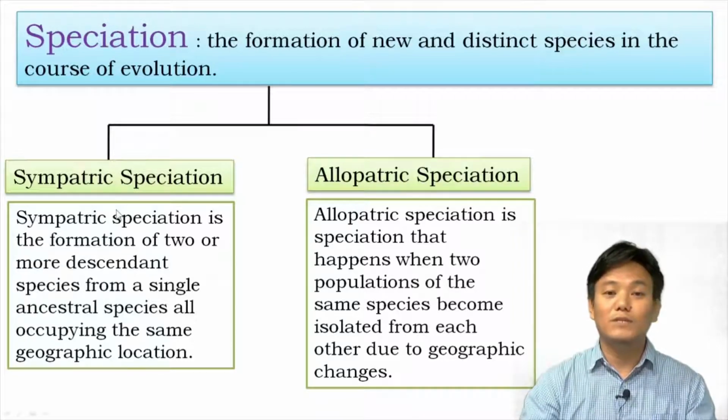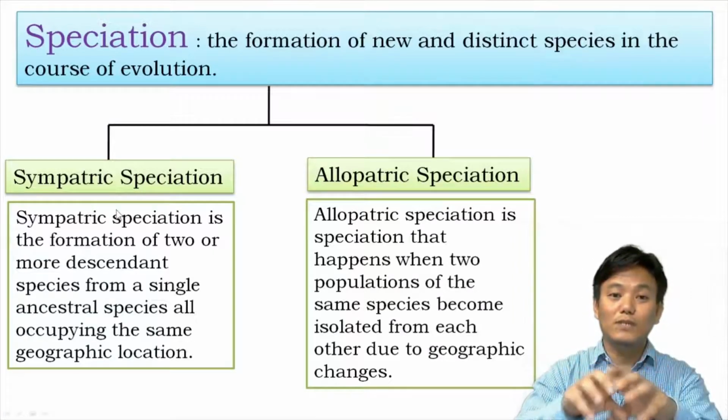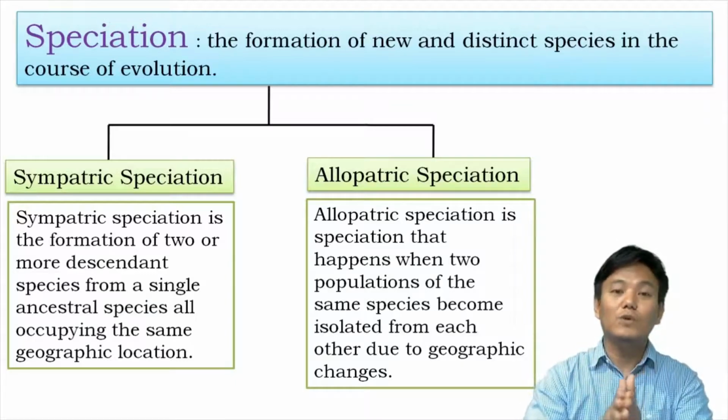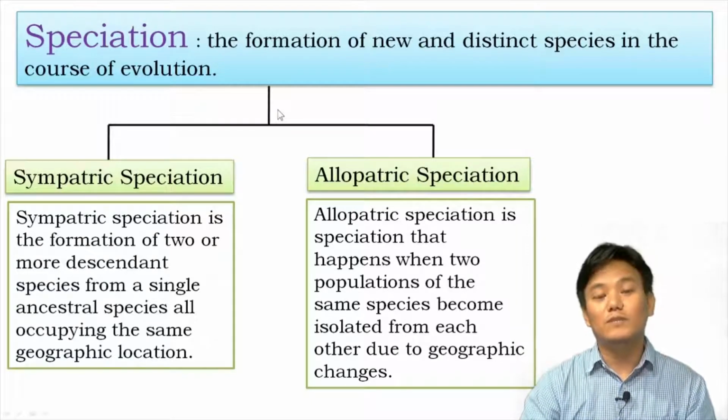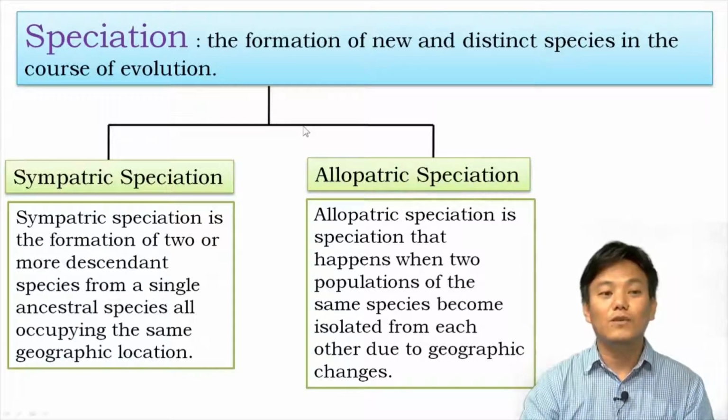Whereas in sympatric speciation, the original species evolve into different species in the same geographical location. So those are the two types of speciation, right? So if you look closely, sympatric speciation is the adaptive radiation, right?